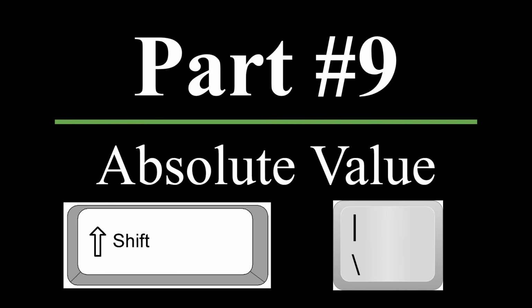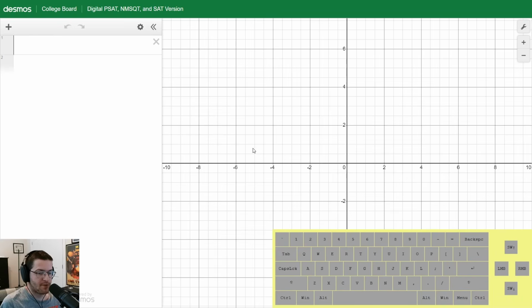Part 9, absolute value. So absolute value is very easy to type in on your keyboard. We don't need the function menu. What we're going to do is press the vertical bar key on your keyboard. You just hold down Shift, and then you press the vertical bar, which is the button directly above Enter.